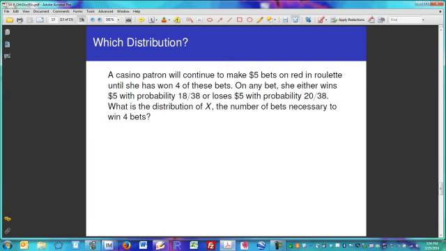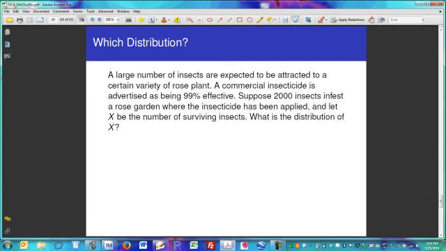You can plug that in then to the formula that we derived earlier, or that we introduced earlier, and find the probability of any one of those values of X, which range from 4 to infinity. Okay, let's take a look at another one.